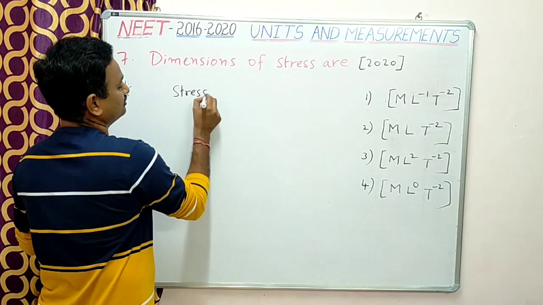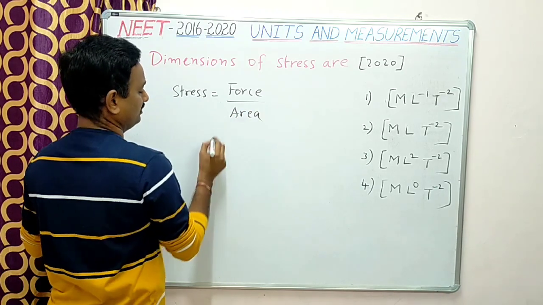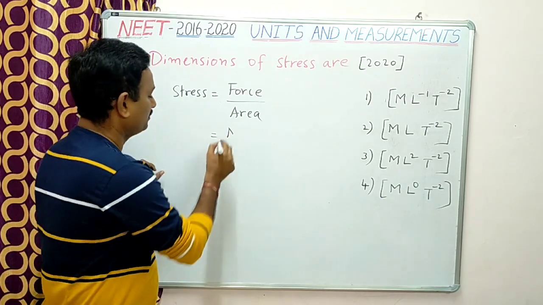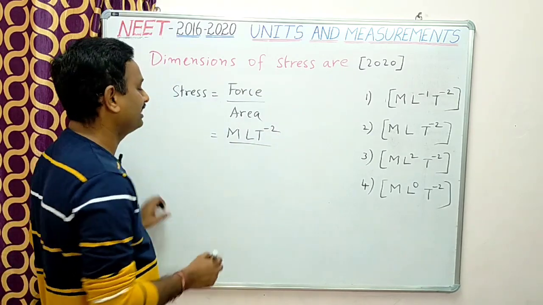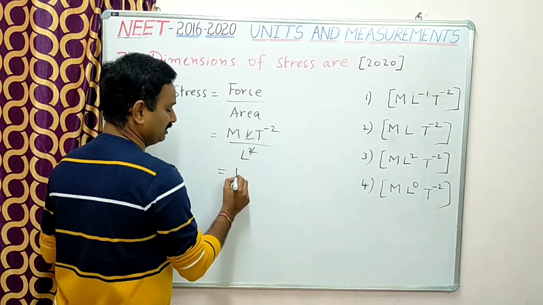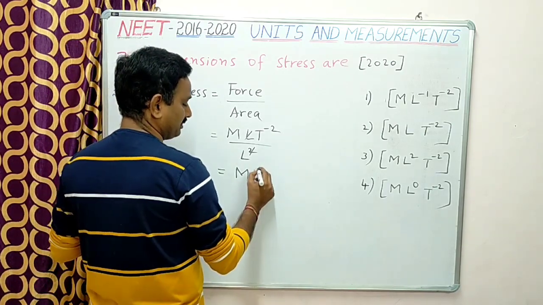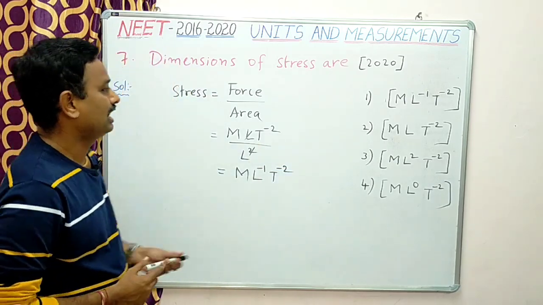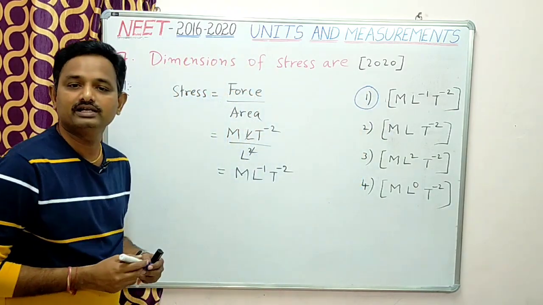Stress is equal to force by area. Okay. For force, dimension formula, that is mass into acceleration, mass M, acceleration LT power minus 2, by, for area, L square. So here L square cancel. So what you will get? So we will get M L power minus 1 T power minus 2. So that is option 1. Option 1 is the answer. Okay. Next we will go for third problem.